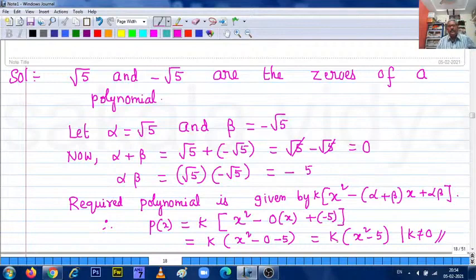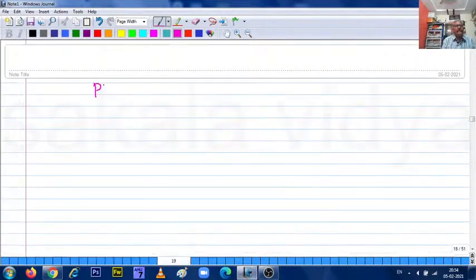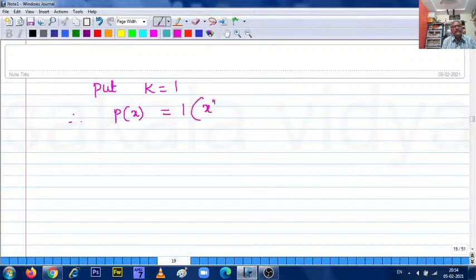Otherwise, you can put k is equal to 1, 2, 3, anything you can write. If you put k is equal to 1, then what do you get? Therefore, p of x equals 1 times x square minus 5. Now the answer becomes x square minus 5. This also you can write.